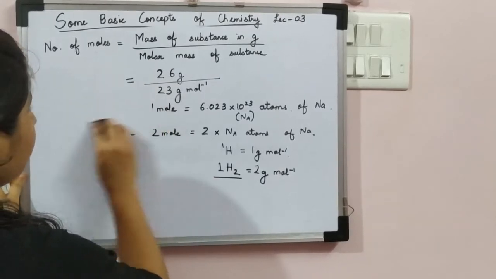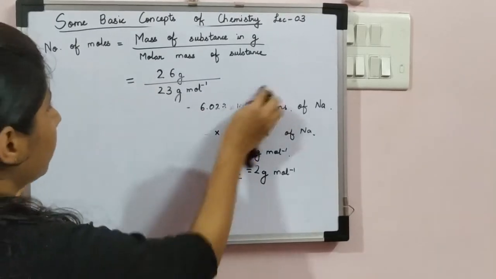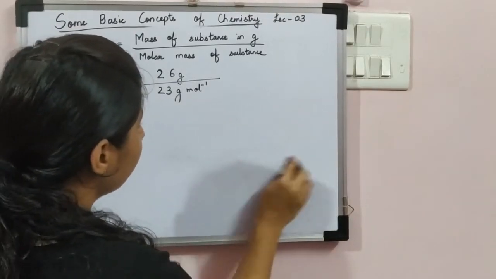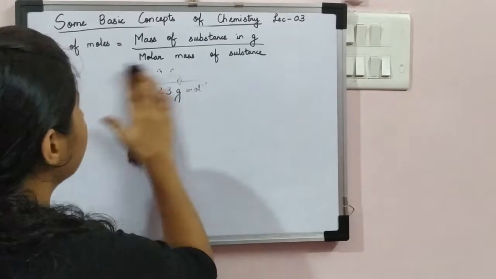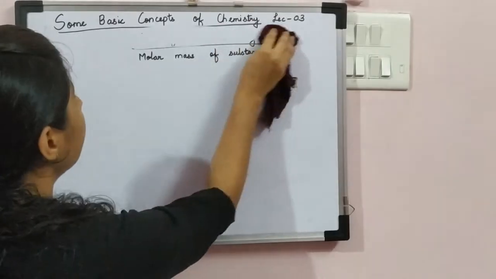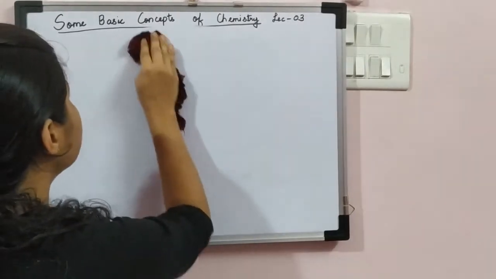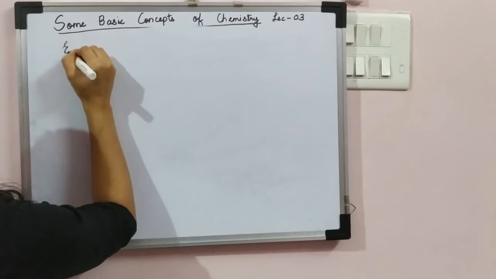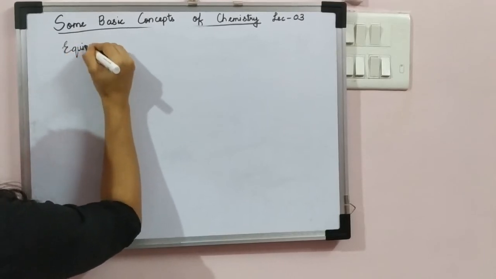The next thing that is very important is the equivalent mass. So there are times when we do not use molar mass, but we use the equivalent mass of the substance. Okay. So what is equivalent mass? The equivalent mass says how much of it reacts with. So first we'll write: equivalent mass.